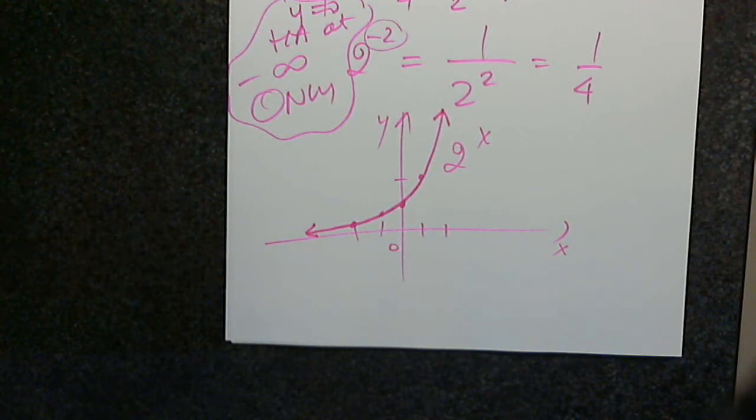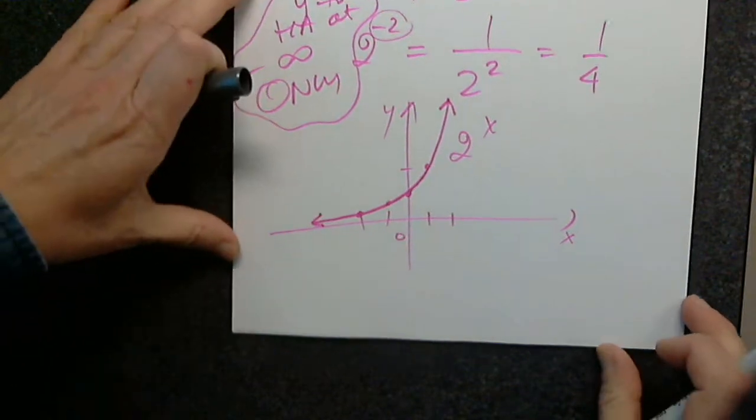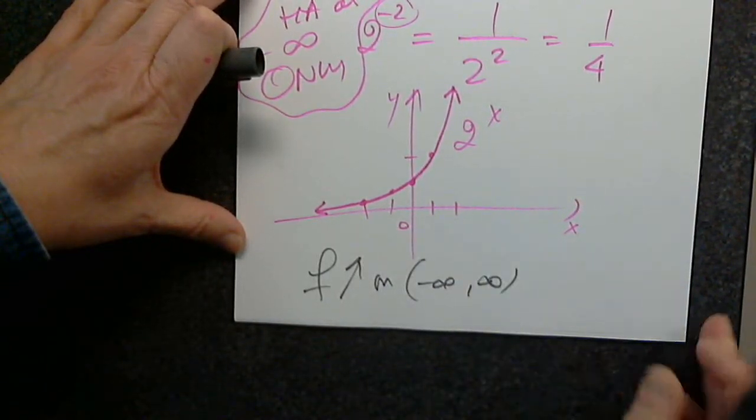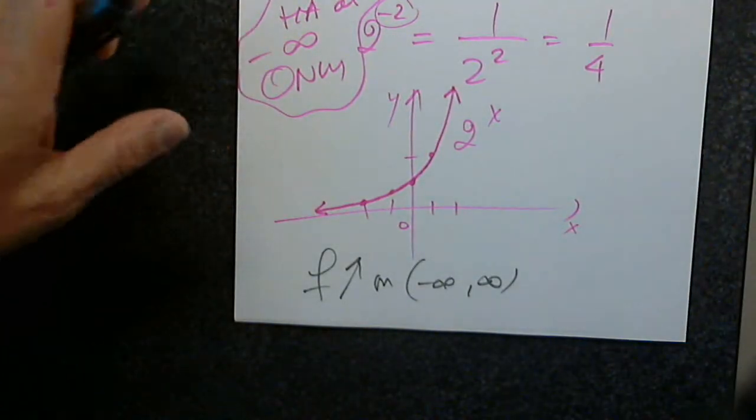Number one, is it increasing or decreasing on all its domain? It's absolutely increasing, right? F is increasing on negative infinity to infinity. Any questions? Go ahead, Anna.